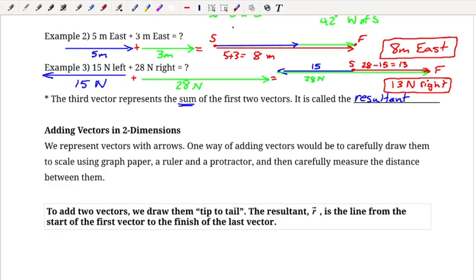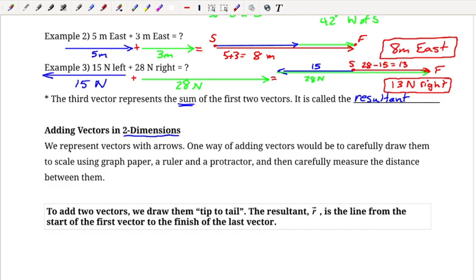So that's adding vectors in what we call one dimension, where we're really only going along a straight line in any way. Now we're going to take that to the next level, involve your trigonometry skills, your Pythagorean theorem, and your SOHCAHTOA to add vectors in 2 dimensions. What happens when my vectors are north and east, or north and west, or south and east? What do we do then?